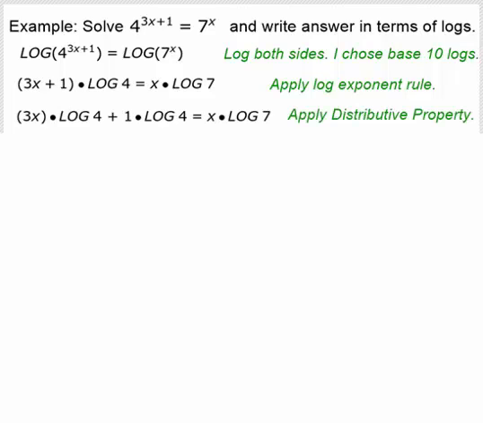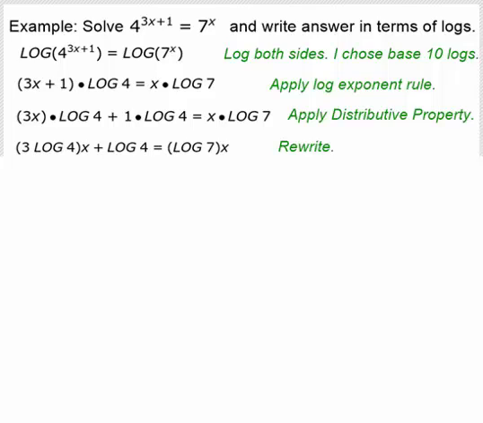And we can do so by distributing out the 3x plus 1, and we get 3x times log of 4 plus 1 times log of 4 on the left side. And we have x times log of 7 on the right side. And I'm going to rewrite this, so I have 3 times log of 4 times x plus log of 4 equals log of 7 times x. That is putting the coefficients in front of x the way we are used to seeing.